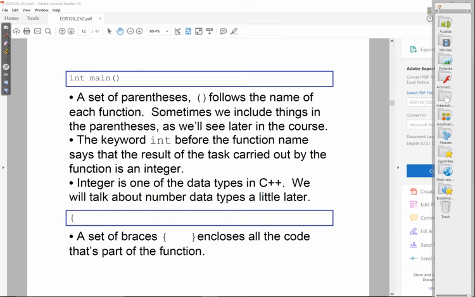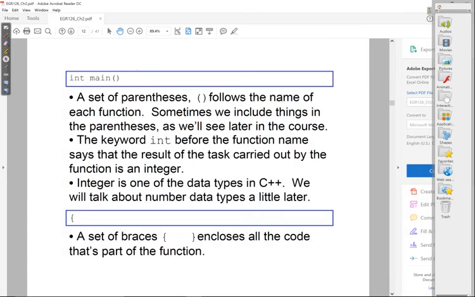And the next rule of C++ basically is that the main part of your program itself must be enclosed within braces. So right after int main, we put an opening brace. And then at the very end of your program, we put a closing brace. And let me show you exactly what I mean by that.